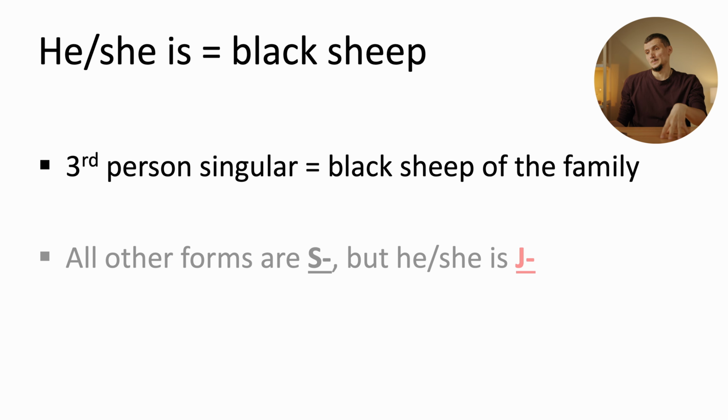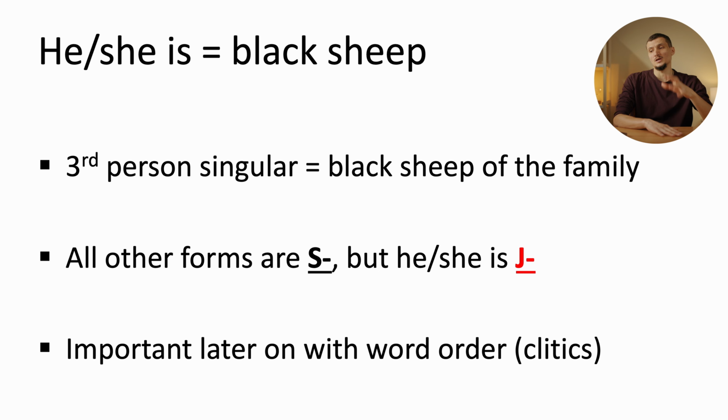and all other forms start with an S, but he, she is a J. So this is not important right now, but this will actually be very important in future lessons when we talk about clitics. And clitics are short grammar words that are important because of word order. And the fact that he, she does not start with an S, but rather a J, plays a role in Slovenian word order. But that's pretty advanced. It's not at all important right now. But what is important is to try remembering that je is the black sheep of the family. It sounds silly, but stuff like that, at least to me, helps remember dry, uninteresting grammar stuff.